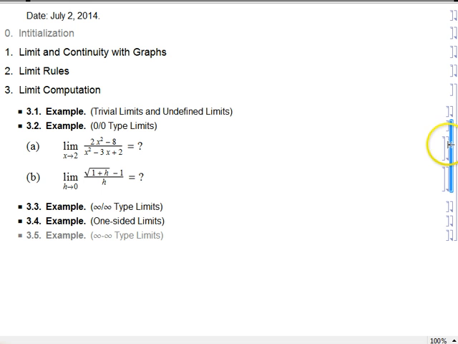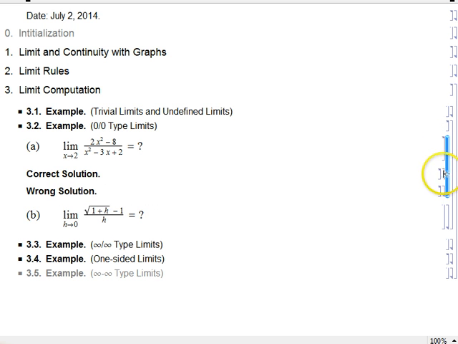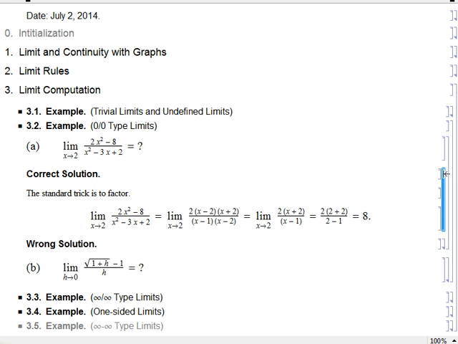First, if you factor the numerator and denominator, you're going to get something like this. X minus 2 belongs to both numerator and denominator. So what do you have? You have factorization, and then you have cancellation, and what do you have? You have a trivial limit. Plug in x equal to 2, and then you're going to get a number. So factorization works like a charm.